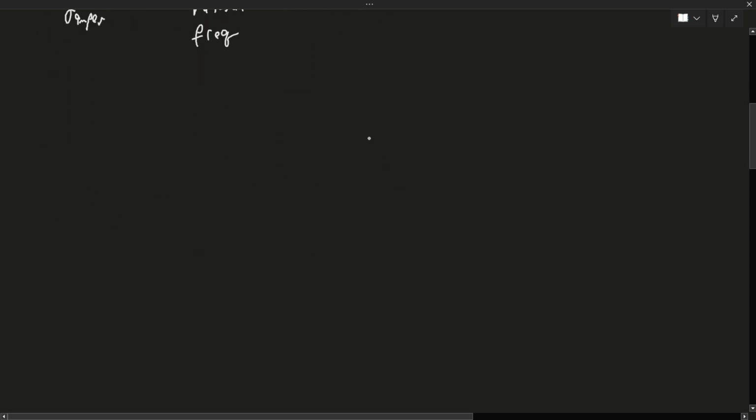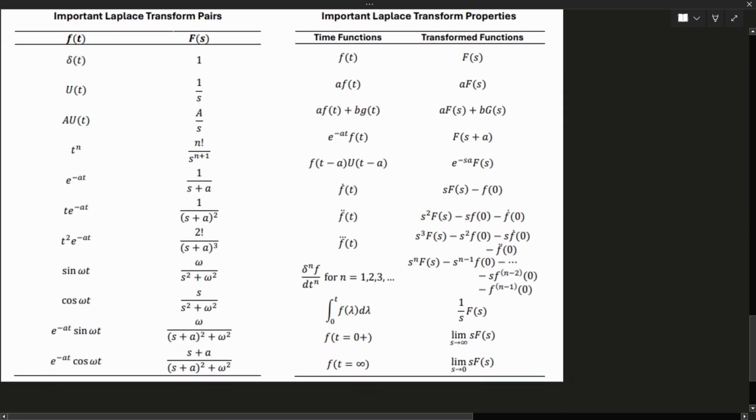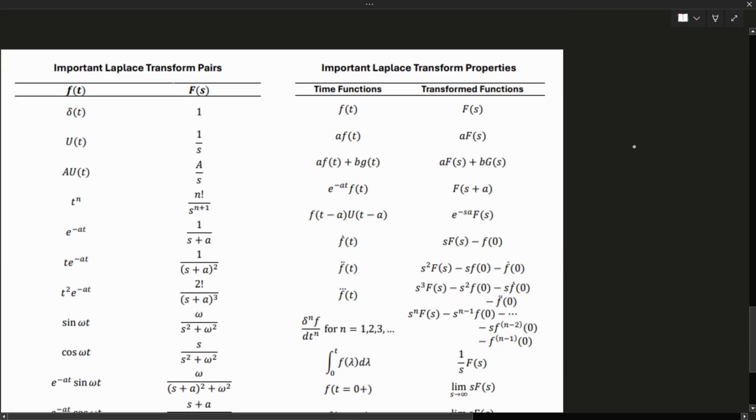Next, I want to show you guys something, okay? In this chapter, you're going to do a lot of Laplace transforms. So this should also be in your formula sheet. I don't think you should know this by heart. This should be in your formula sheet.